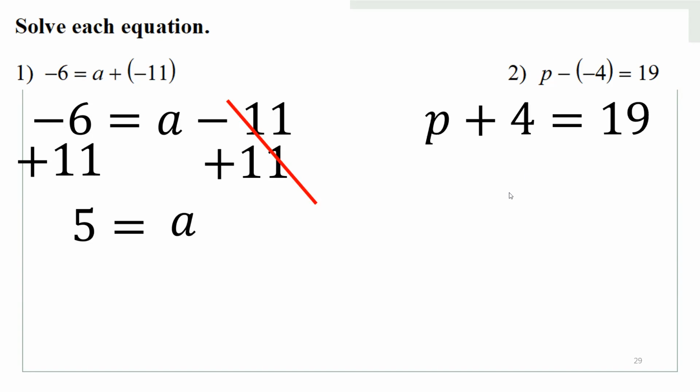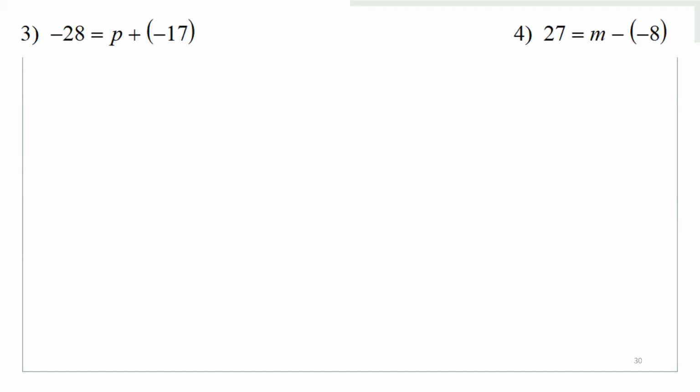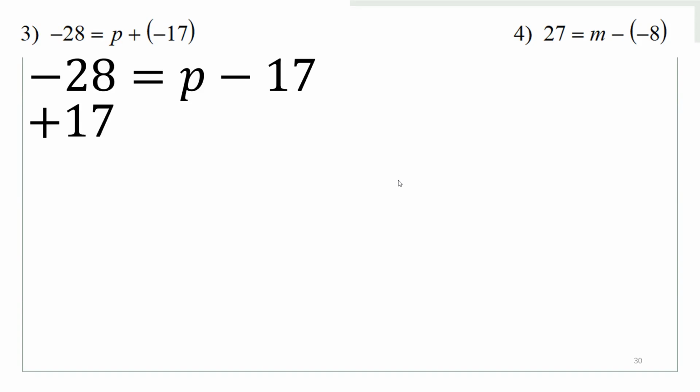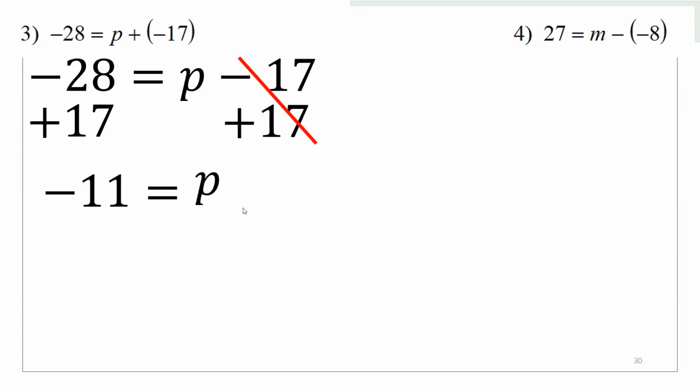Next move, we got two negatives. That makes a positive. So P plus 4 equals 19. How do we get rid of adding 4? We subtract 4. Okay. Ooh, next one. Ooh, two different signs. It's negative. How do we get rid of subtracting 17? We're going to add 17 to both sides of the equal sign. -28 plus 17, you get -11.